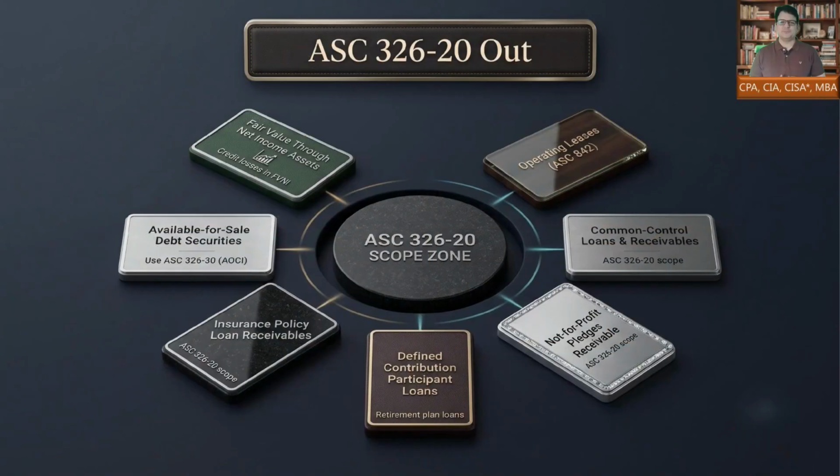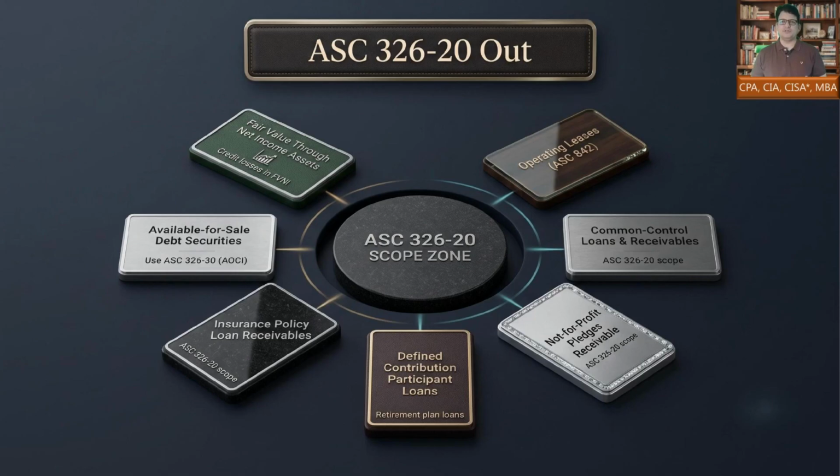Now, just as important, let us identify what is out of ASC 326-20. Assets measured at fair value through net income are excluded because credit risk is already reflected in fair value changes. Available for sale debt securities are excluded from 326-20 because they use the separate 326-30 model.